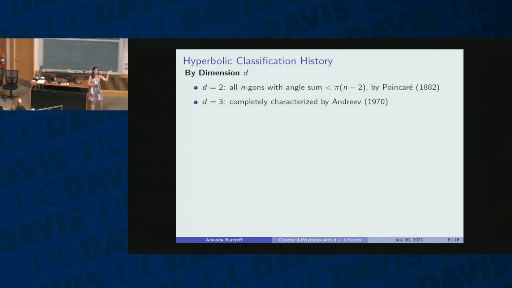In particular, in dimension 2, you get essentially all of the polytopes that you could hope for in hyperbolic space. And in dimension 3, we have a nice characterization given by Andreev. But in dimensions 4 and higher, there does not seem to be a nice rule for which polytopes arise.